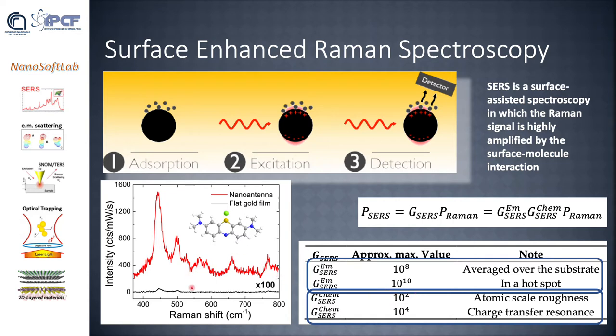In this picture here, we see a Raman spectrum of methylene blue deposited on a flat gold film, and the signal is already amplified by a factor 100. The enormous boost to the signal is shown here. This is the same molecule deposited at the same concentration on some nanoantennas, metal nanoparticles, and you see here there are basically 5 orders of magnitude of gain.